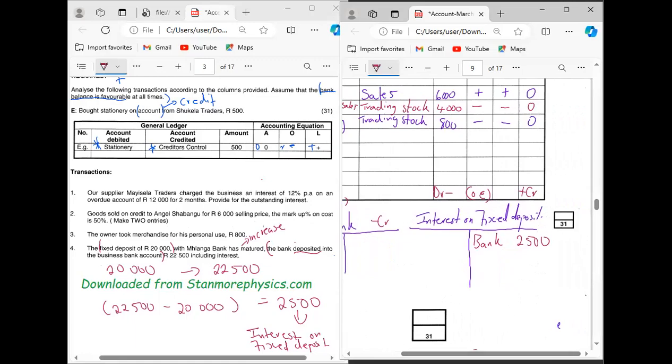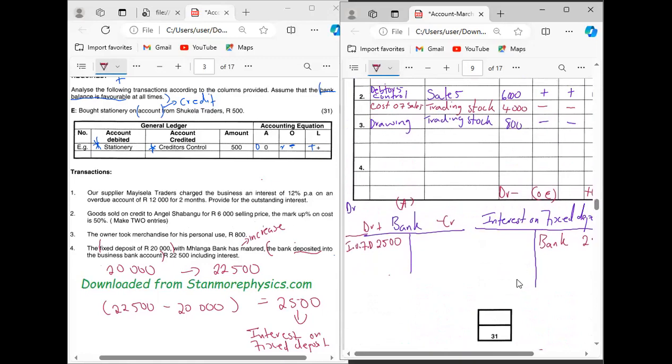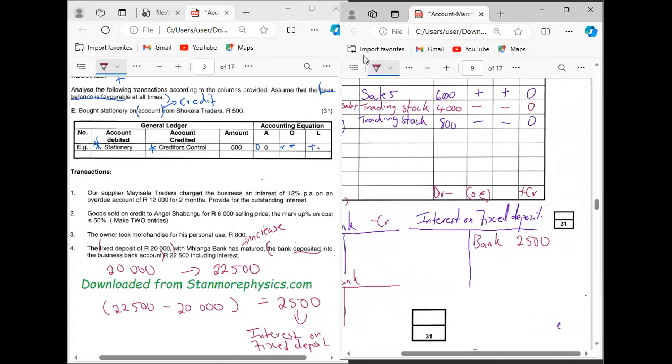And then guys, we also need to show that again under bank account. We also need to show again guys that also in our bank account we received how much? We received 20,000, and this 20,000 was a fixed deposit. And then one account is credited, meaning another account must be debited. And then which account will it be?